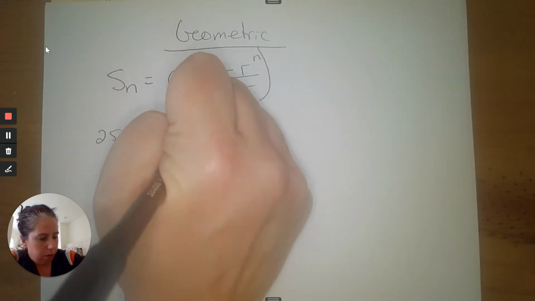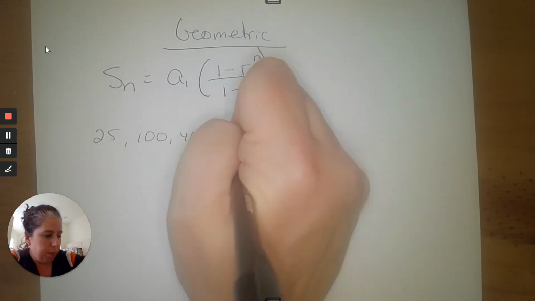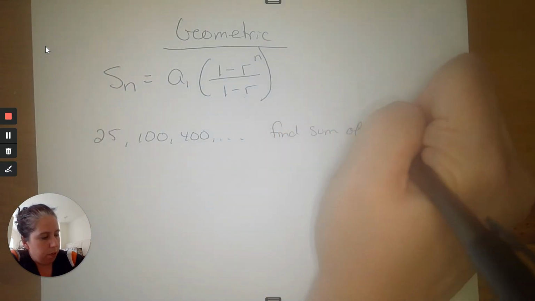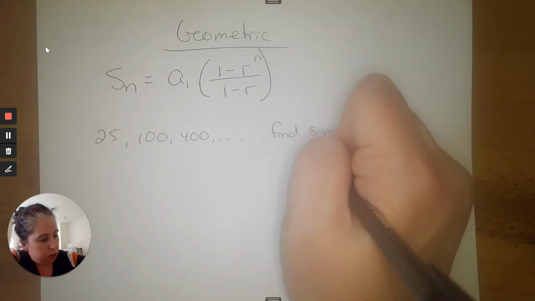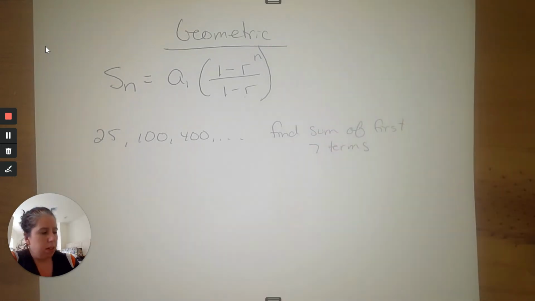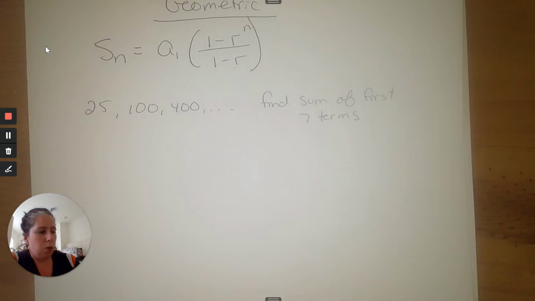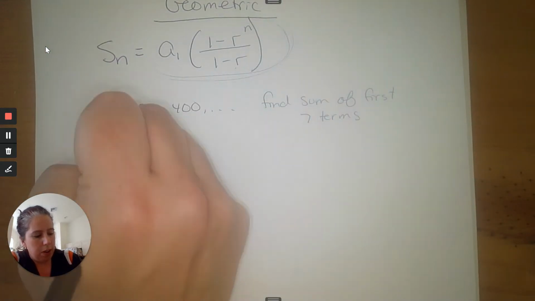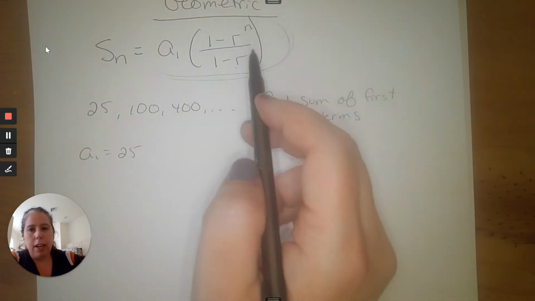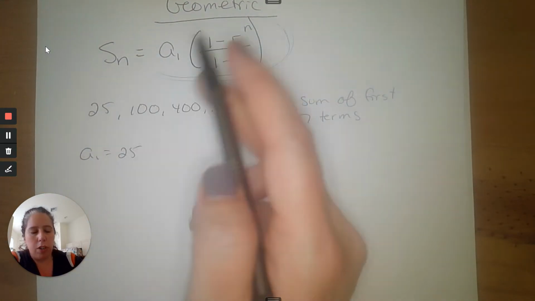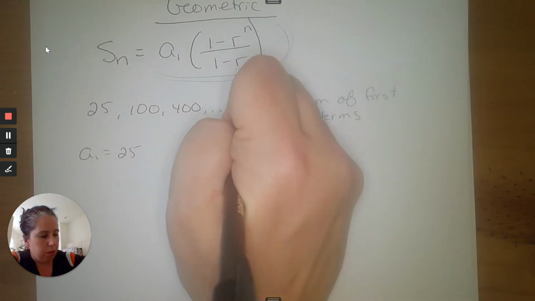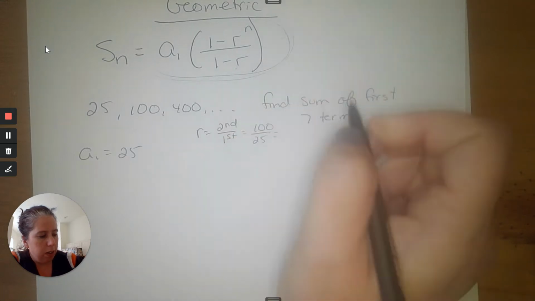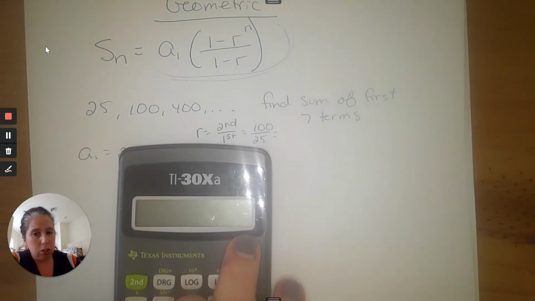100, and 400. Okay? We're going to find the sum of the first 7 terms. So, think about what you need here, right? You need A1. I have that, which is 25, right? I need R. R is the change, right? So R, remember, is the second one divided by the first one. So that's 100 over 25. Okay, so divide it and change it to a fraction.